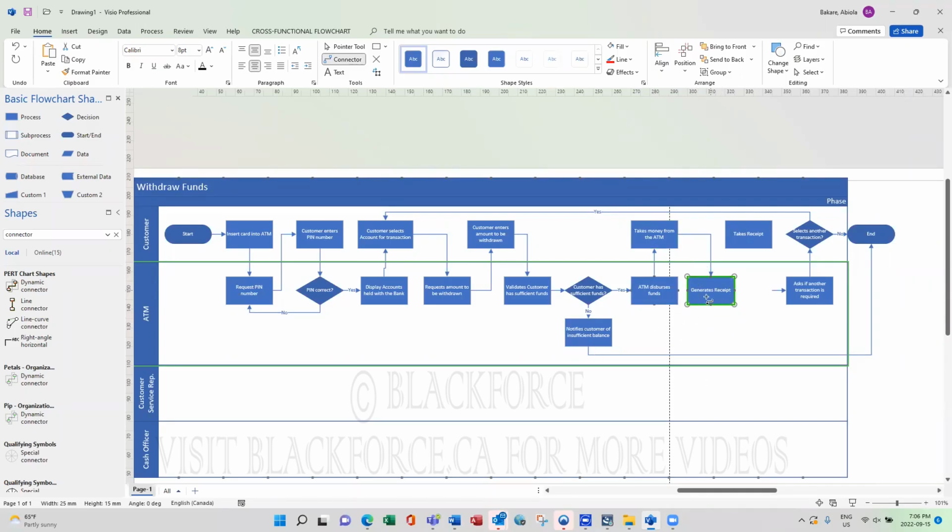So ATM generates receipts. Customer takes the receipt from the ATM. And then the ATM asks if the customer wants to do another transaction. If customer indicates they want to do another transaction, the ATM returns the customer to this point here. But if the customer says no, the process ends. Where the ATM checks if the customer has enough funds. If the customer doesn't have enough funds, we just said it notifies customer of insufficient balance and ends.